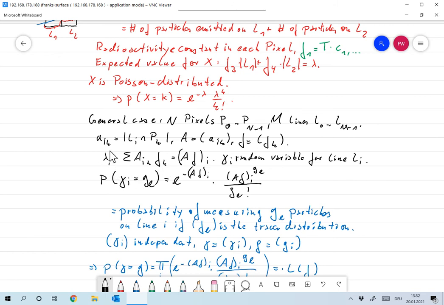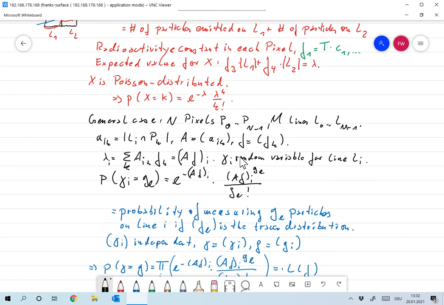Define lambda_i as the expected value of decays measured along line i, given by the sum over all k of a_ik f_k, just exactly as above. And that's nothing but the matrix A applied to the vector f in the ith position.